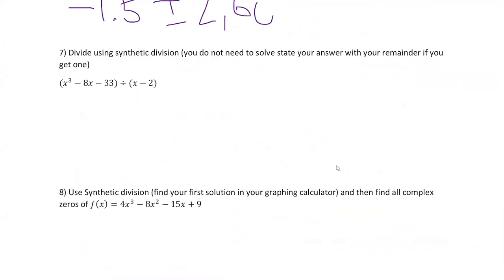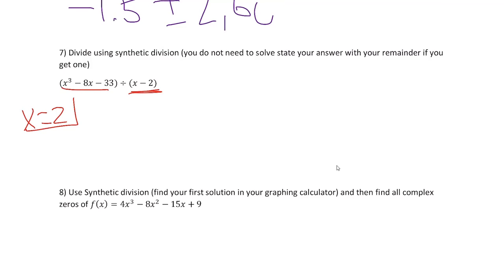Remember, when you have a factor, you've got to figure out what your 0 would be there. So you basically do the opposite if it's written like a factor. So that would be x equals 2. And then you're going to write your coefficients. Ooh, this one's actually a little bit tricky.